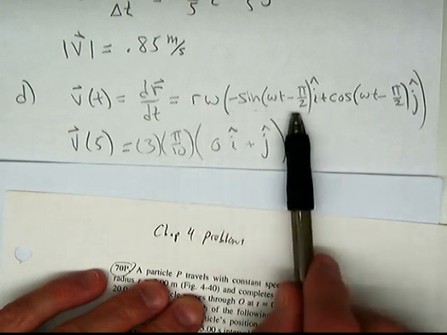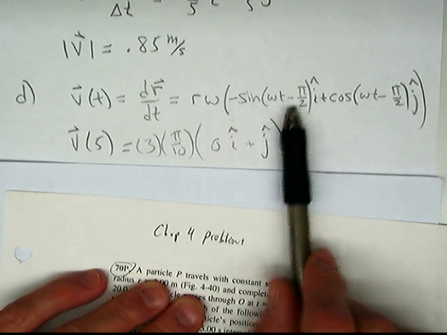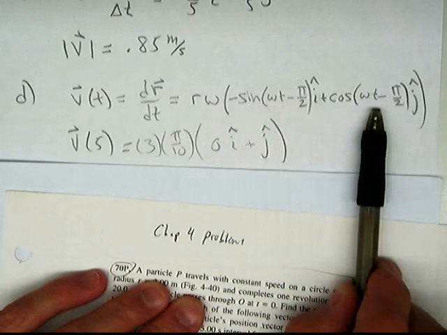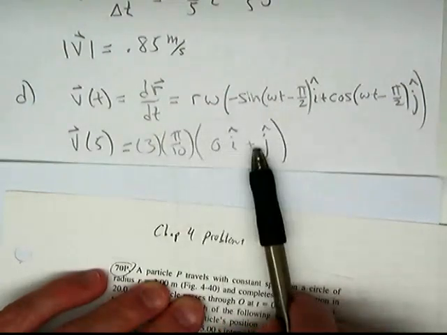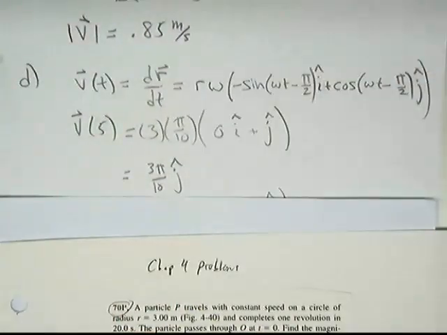Pi over 2 minus pi over 2. That's the sine of 0. What's the sine of 0? Oh yeah, 0, right. Okay, same thing here, exact same thing. What's the cosine of 0? Oh yeah, 1. Piece of cake. So it's just 3 times that, 0 and 1. So the velocity is a vector that is 3 pi over 10 times j. Now, does that make sense?